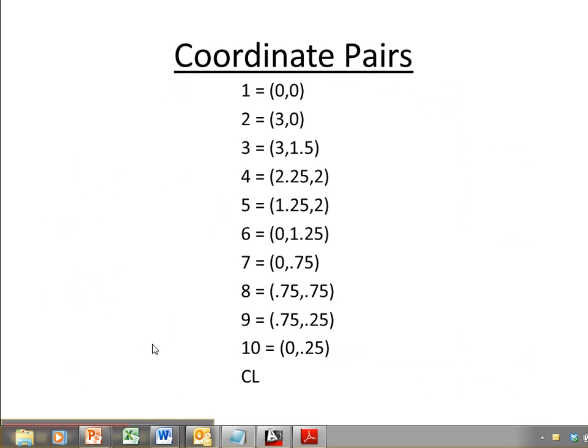And here is the table of coordinate pairs. If you want to go ahead and pause this, you can use this table of coordinate pairs to complete the exercise. We'll now do it in AutoCAD.